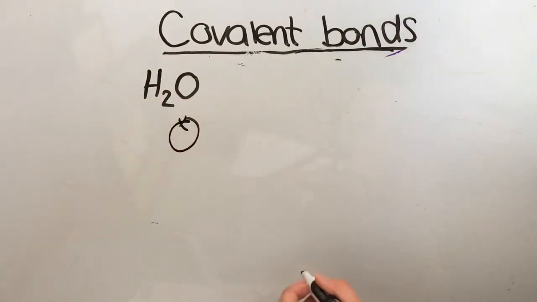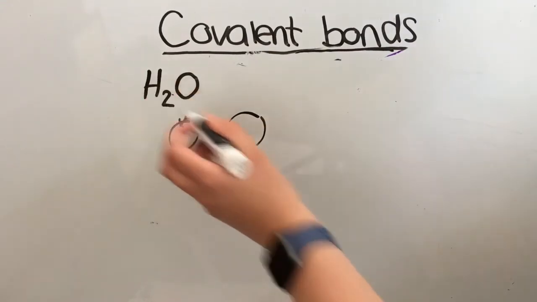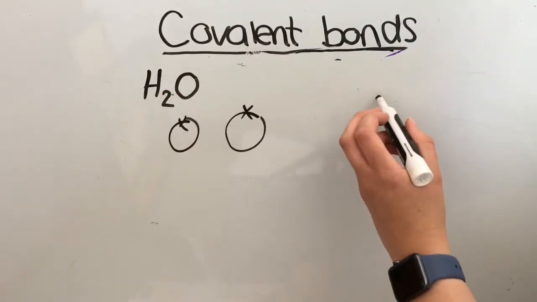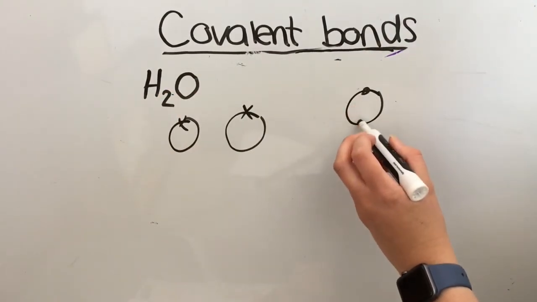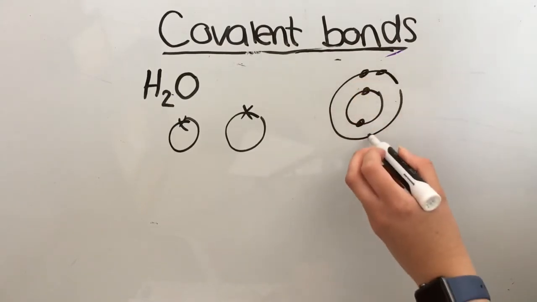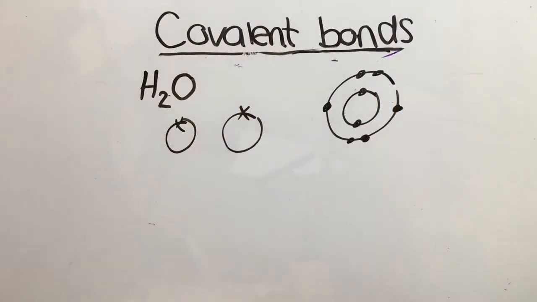First shell's got 1 electron, hydrogen's only got 1. Second atom of hydrogen, because there's 2 atoms of hydrogen there, just 1 electron. Oxygen, 2 in the first shell, it's got 8 altogether, so it's going to have 6 in that outer shell. I'm going to draw it like this, just to make it really clear.